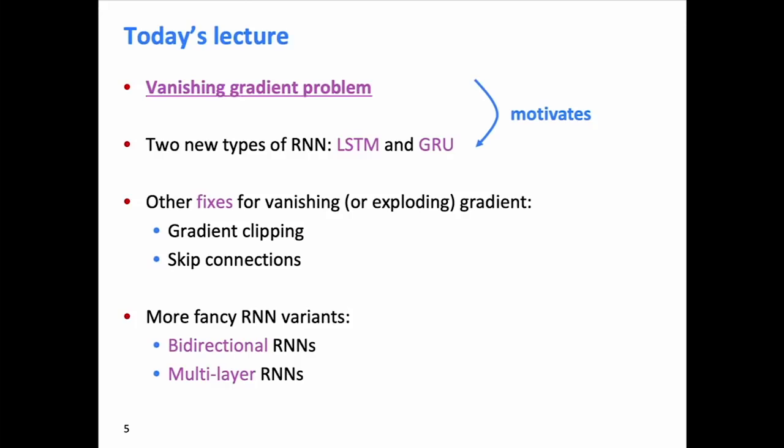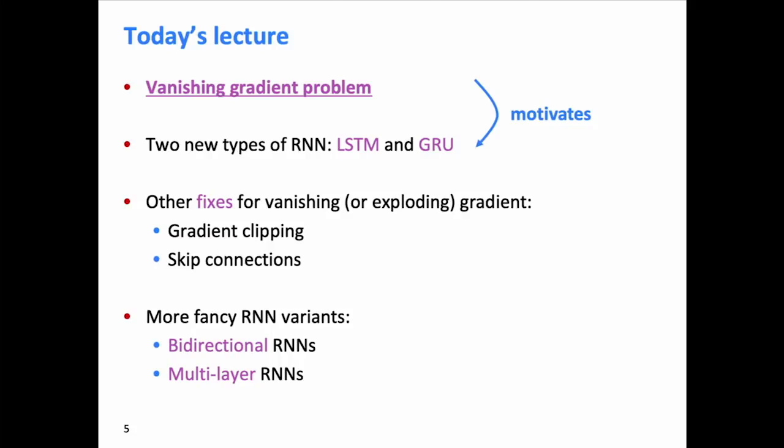But in more detail, today's lecture, first we're going to learn about the vanishing gradient problem. And this is going to motivate us to learn about 2 new types of RNN called long short-term memory and gated recurrent units. We're also going to learn about some other miscellaneous fixes for the vanishing gradient problem or the exploding gradient problem.